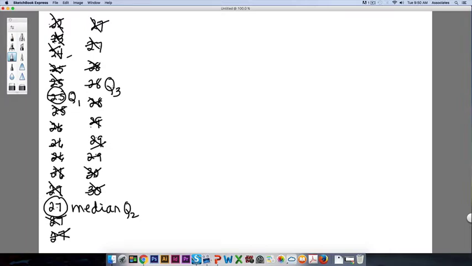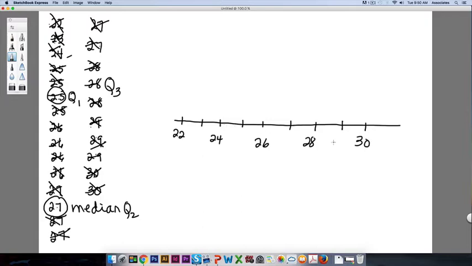So I've got all the information I need now, so I'm going to go ahead and draw my box plot. Remember that we're going to have to make these numbers equal in value. I'm going to start out with my smallest number, 22, 23, 24, 25, 26, 27, 28, 29, and 30. These must be equally spaced.